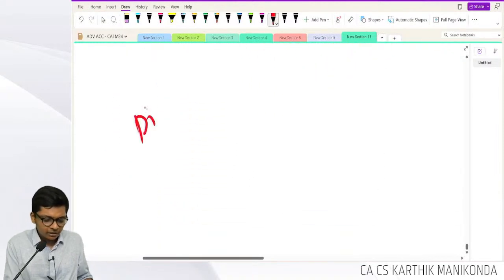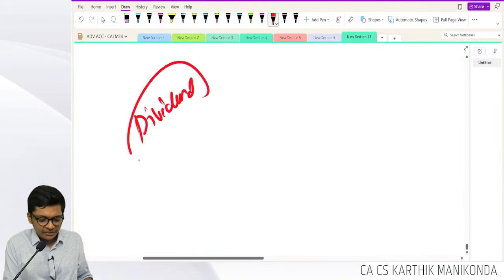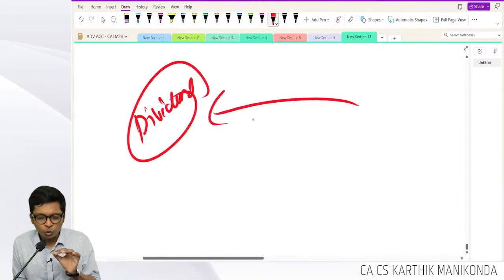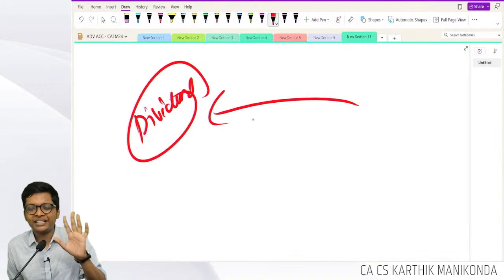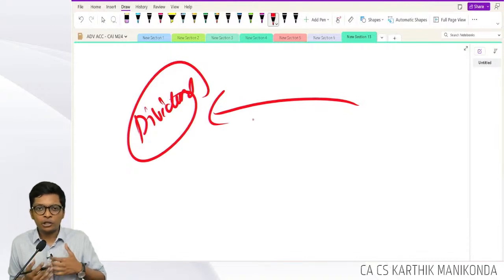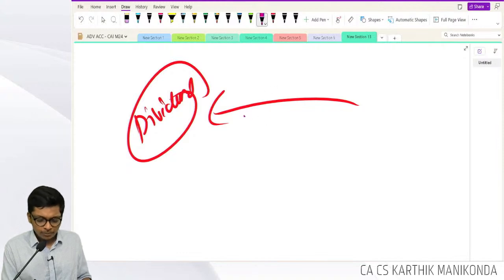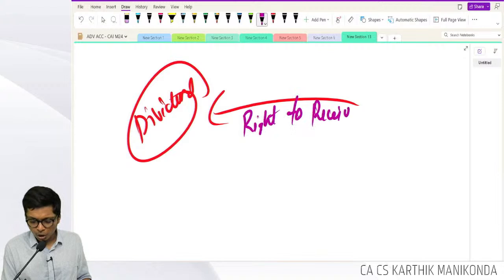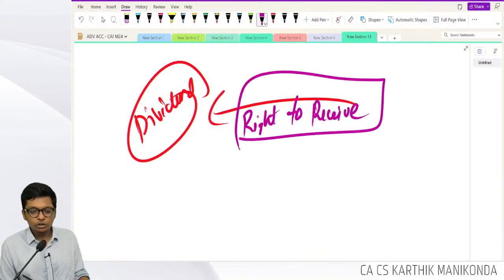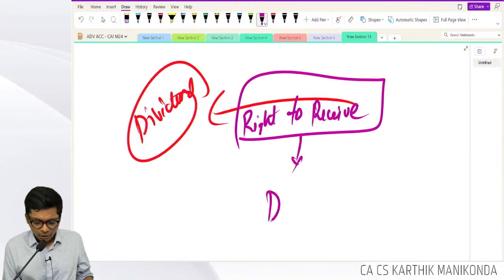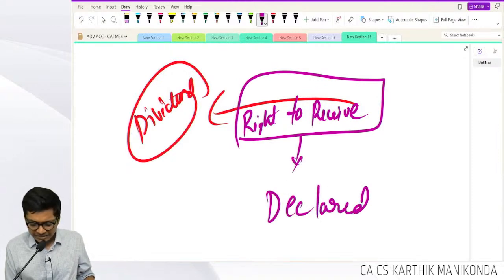Next, dividend. How to account if I receive dividend, sir? You don't have to account anything on cash basis. You know, financial statements are prepared on accrual basis. So dividend will be accounted again based on right to receive. I'm giving you all the keywords, guys, based on right to receive basis. Right to receive basis means whenever the dividend is declared.